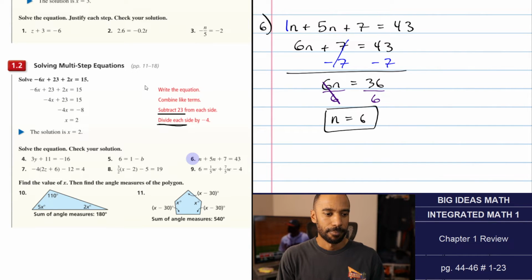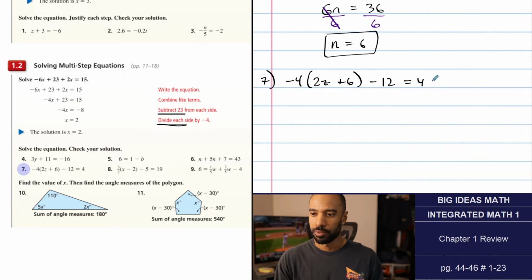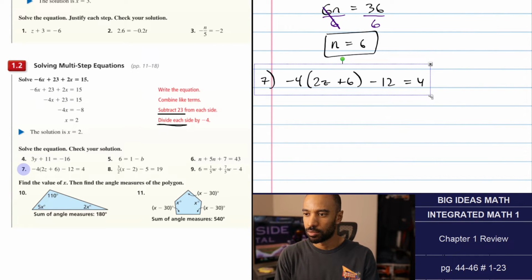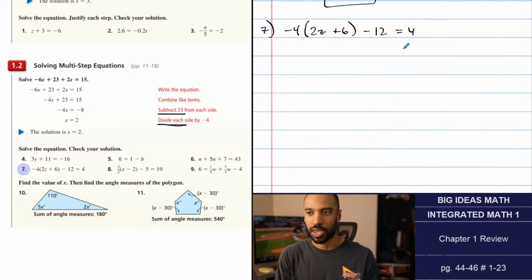Okay. Number 7. We have negative 4 times 2z plus 6 minus 12 equals 4. There are multiple ways of solving this. Okay, we'll just leave this like this. We'll solve this 2 different ways, okay?